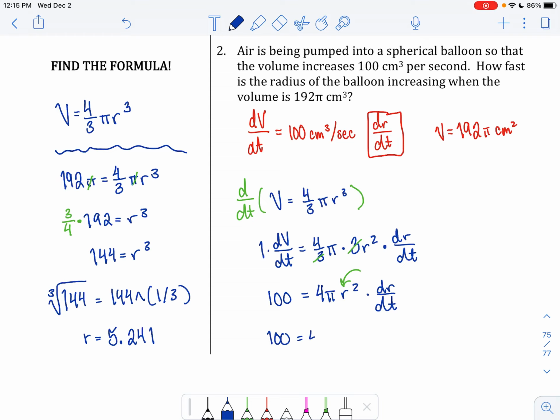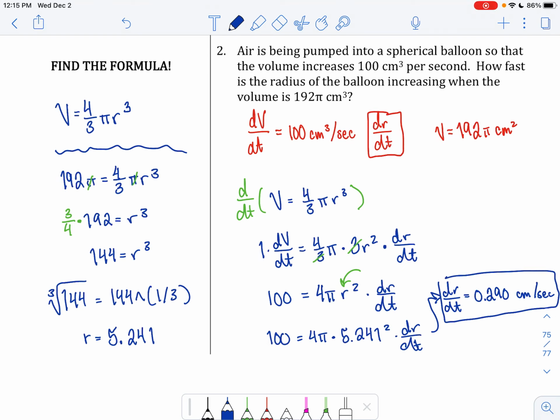So I end up with 100 is equal to 4 pi times 5.241 squared times dr/dt. When I do the division there, I can multiply together and divide the 100. I end up with dr/dt, the rate of the radius, as 0.290, and the unit would be centimeters per second for time.